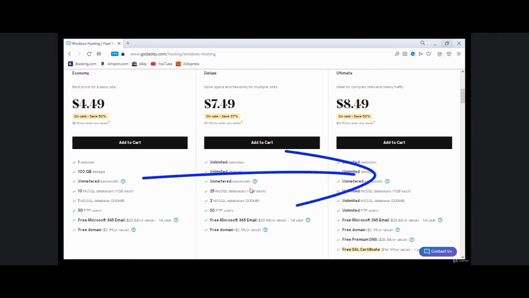As we move towards the right, we can see that the plan gets progressively more expensive but also offers better incentives. One other point worth mentioning is that these are Linux plans, so these servers are hosted on the Linux operating system. There is also an option to see Windows plans. You might be wondering, what's the difference?